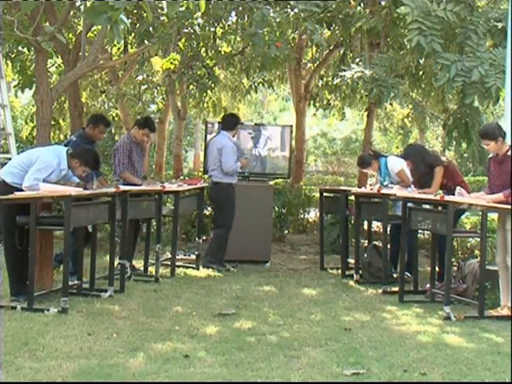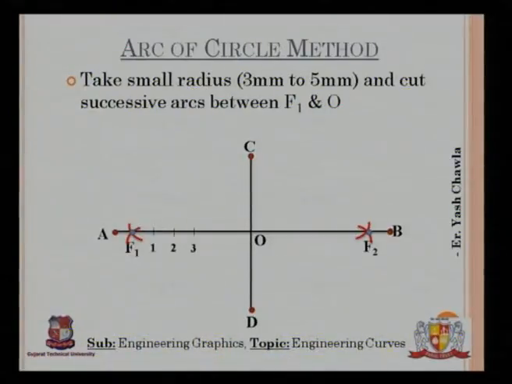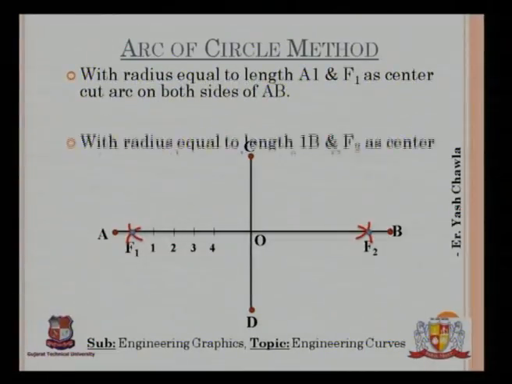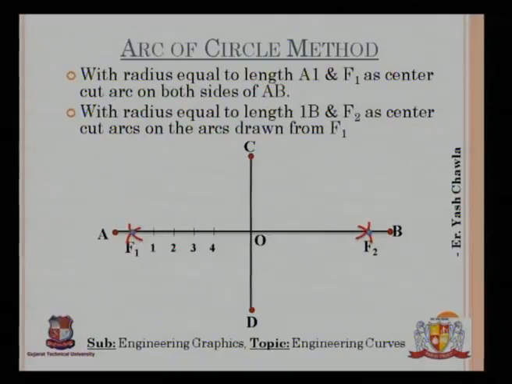Okay. Now next what we need to do is, as I have shown you on the screen, that 1, 2, 3, 4 are the points that are cut on the screen. Now next, with radius equal to A1, that is A to 1, and F1 as center, that is focus as center, we will cut two arcs. One will be above the major axis, and one will be below the major axis. And with radius equal to 1 to B and F2 as center, we will cut an arc on that arc which was drawn above and below the major axis.